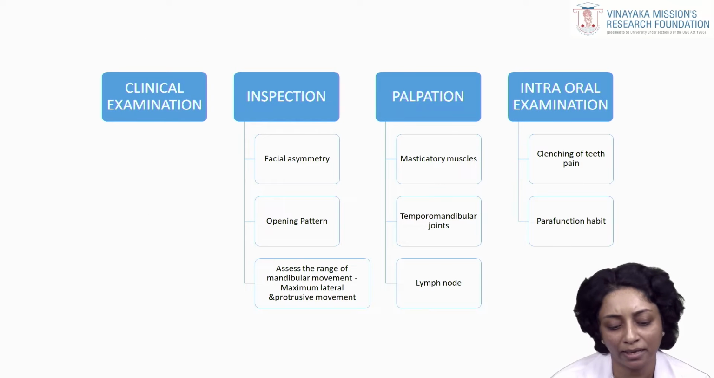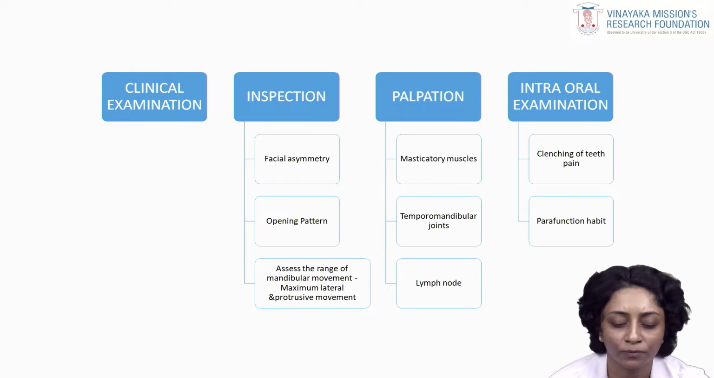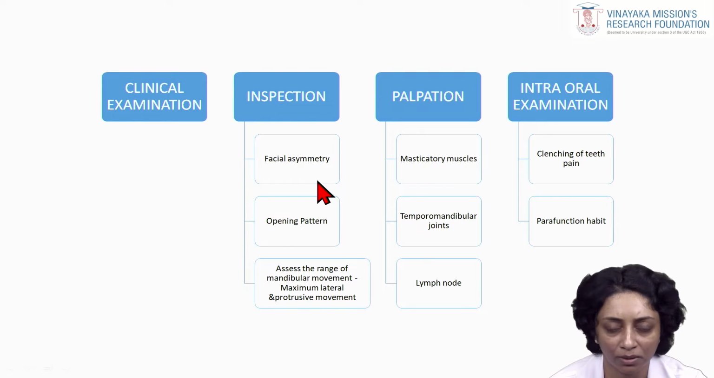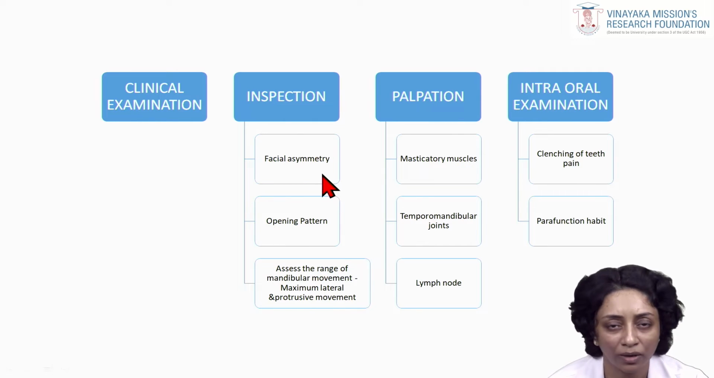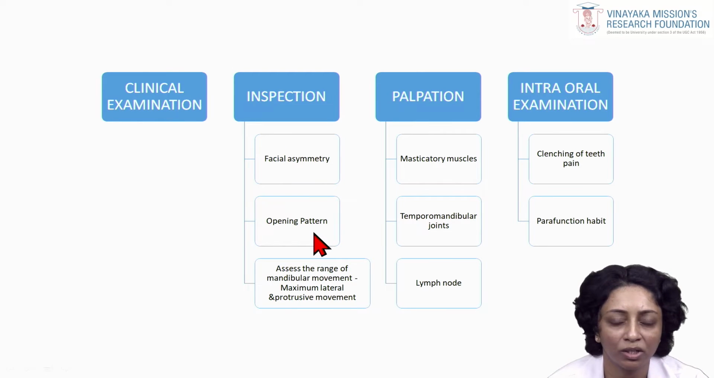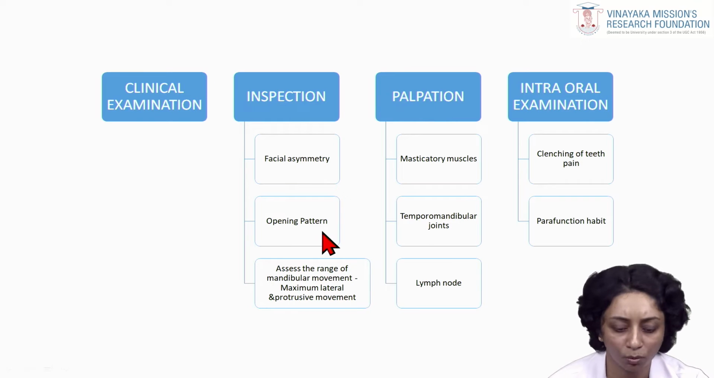So in the clinical examination, what are the things we have to look at? First is the inspection. In the inspection, first we have to locate if the patient is having any facial asymmetry. Facial asymmetry is one key feature to delineate our diagnosis from other disorders. So first we have to think of facial asymmetry, followed by the opening pattern, like whether there is any deviation or deflection when the patient opens and closes the mouth.